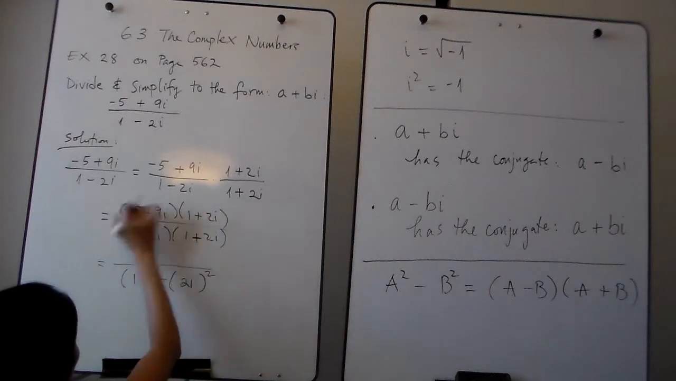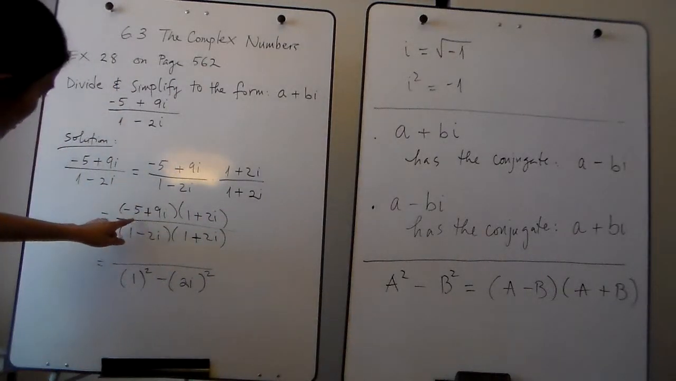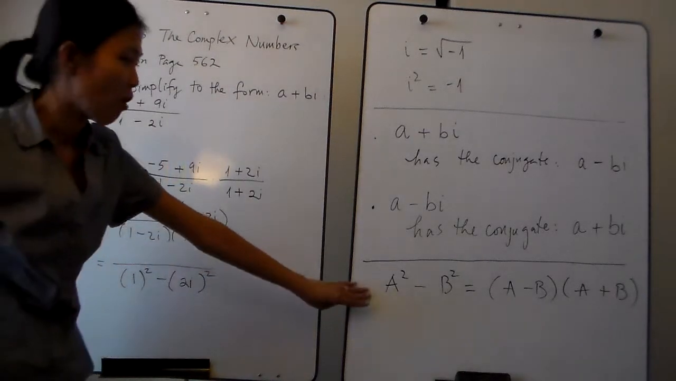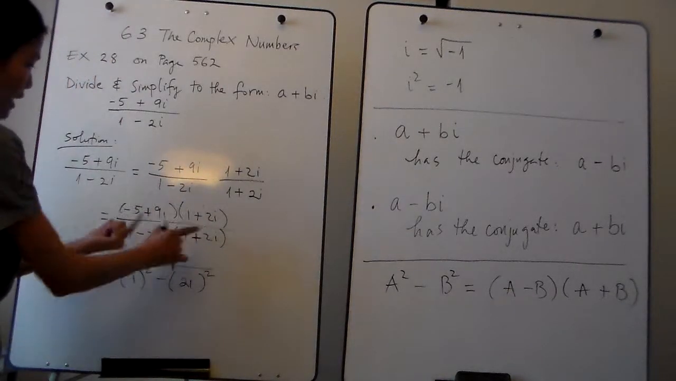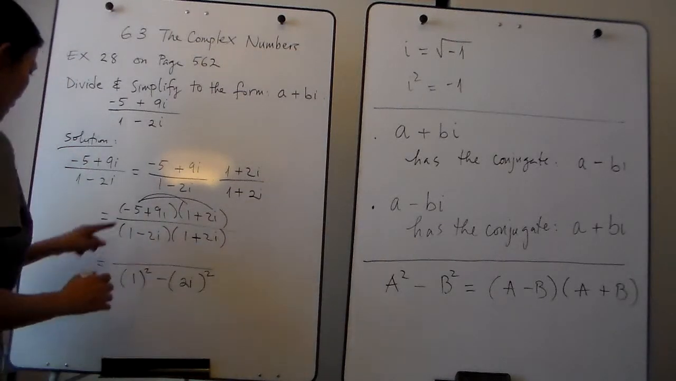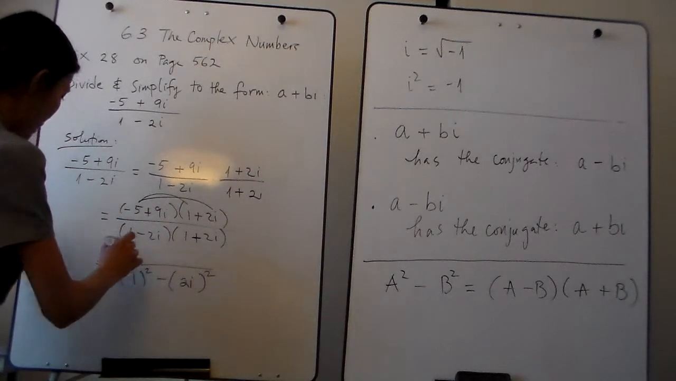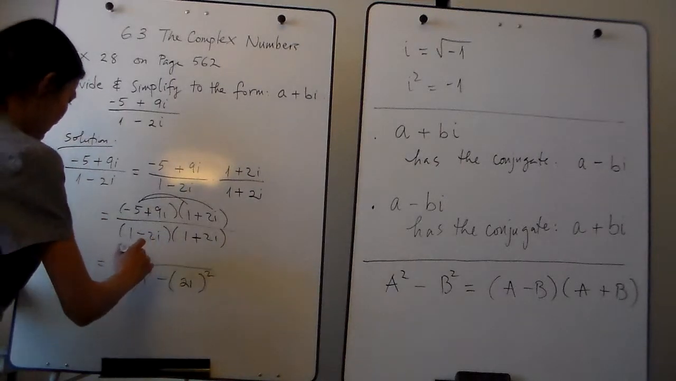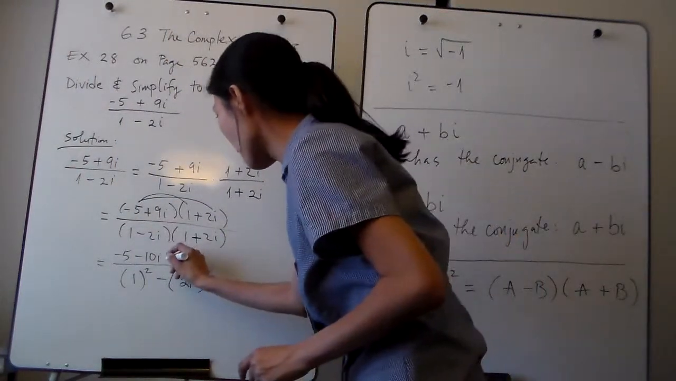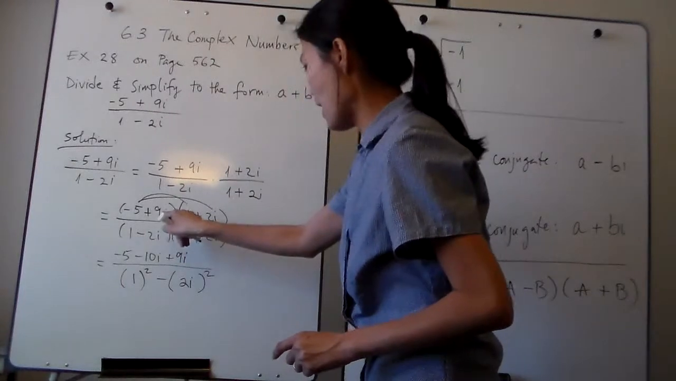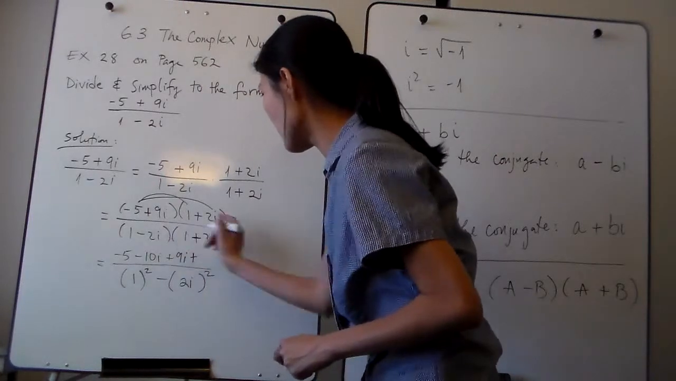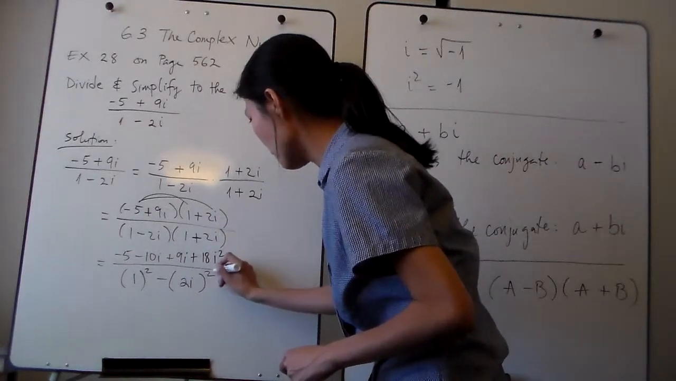For the numerator, we distribute, because as you see, these two factors are not conjugates of each other. So you cannot use this formula to simplify, because they are different. You will use the FOIL method. Okay? So -5 times 1 is -5. -5 times 2i is -10i. 9i times 1 is positive 9i. And positive 9i times positive 2i is positive 9 times 2 is 18, and then i squared.